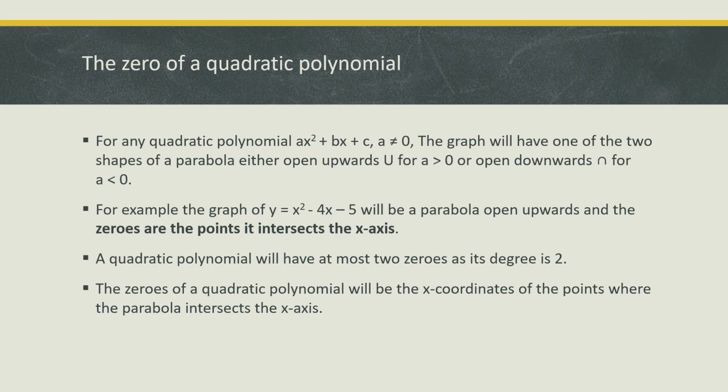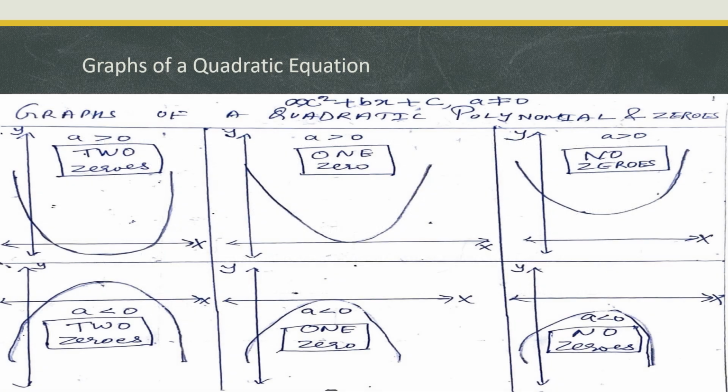A quadratic polynomial is a polynomial of degree 2. So it will have at most 2 zeros. The zeros of a quadratic polynomial will be the x coordinates of the points where the parabola intersects the x-axis. Let us see some graphs of a quadratic equation ax square plus bx plus c.